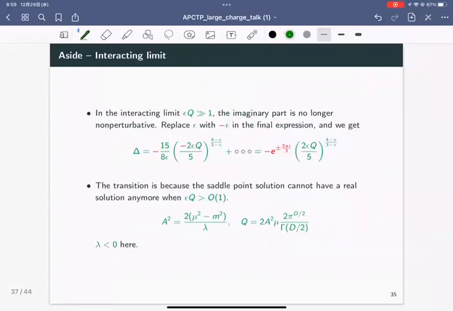Also in this case, in the interacting limit, the imaginary part is no longer non-perturbative, because you can replace epsilon with minus epsilon in this regime as well. You will get a very big imaginary part, because delta was like epsilon Q times something. So surprisingly, when epsilon goes to minus epsilon, it gets an imaginary part. Yeah, that's it.